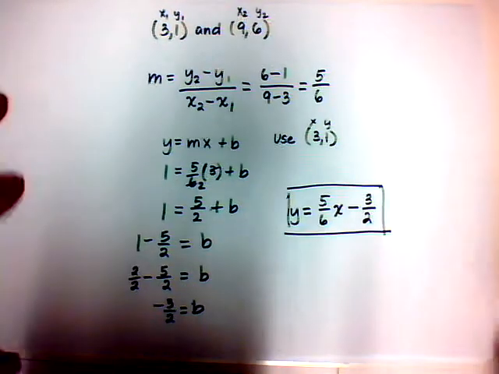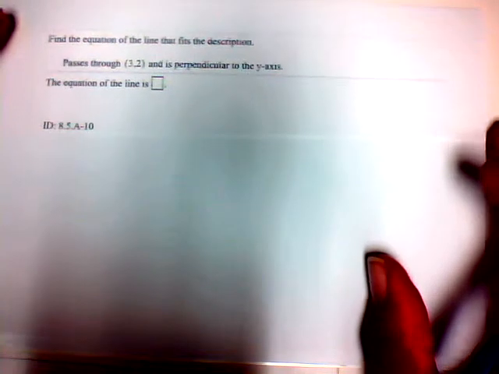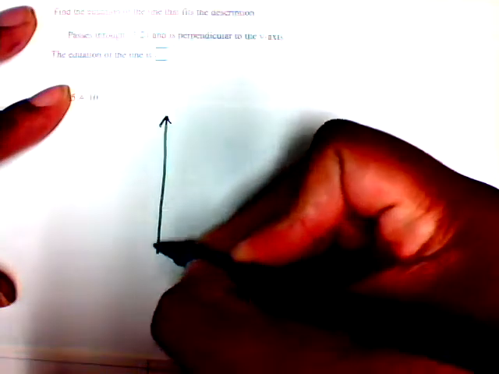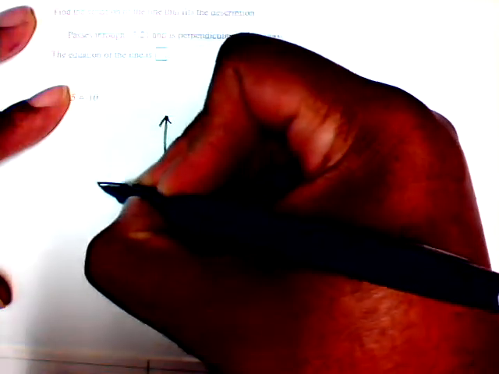On to problem number 5. Here we want to find the equation of the line that fits the description. It passes through the point (3, 2) and is perpendicular to the y-axis. What I'm going to do is draw a coordinate plane so we can get an illustration of what this will look like.